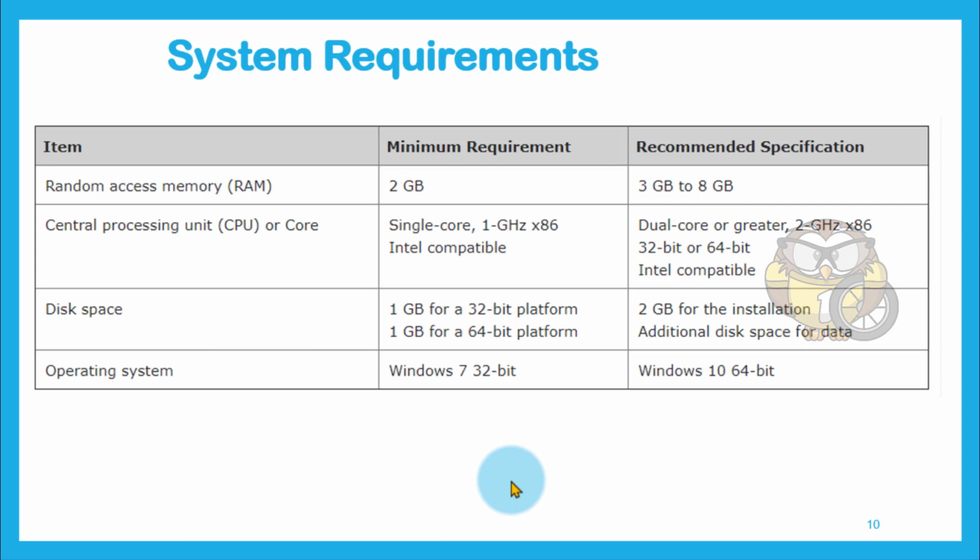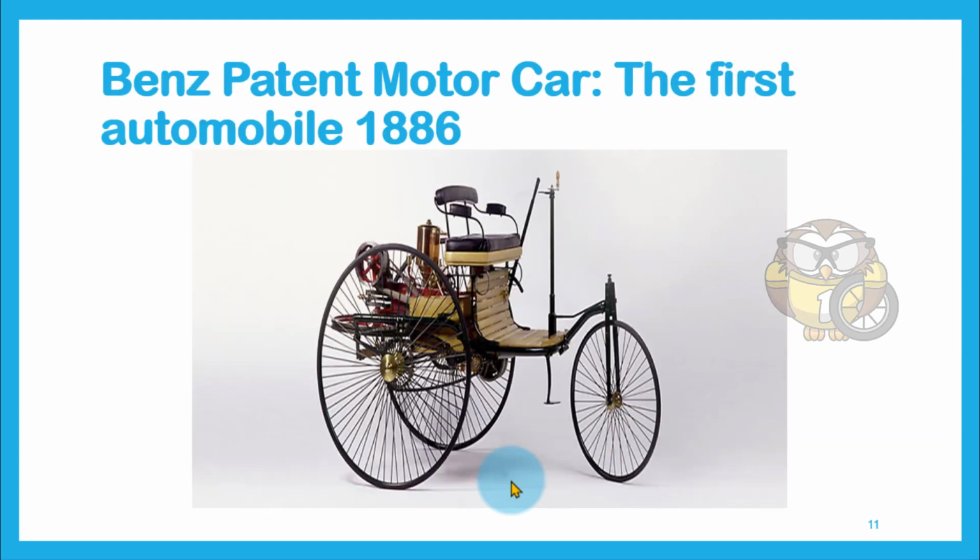The next important thing is system requirements. Yes, this is a very important one. RAM: the minimum requirement is 2 GB, but up to 8 GB is recommended. Processor CPU: a single core 1 GHz processor or more. Disk space: minimum 2 GB after installation. Keep this in your mind: after installation, we need 2 GB of free space on the hard disk. Operating system: PTC Creo runs on Windows 7 up to Windows 10. Mac is also available.